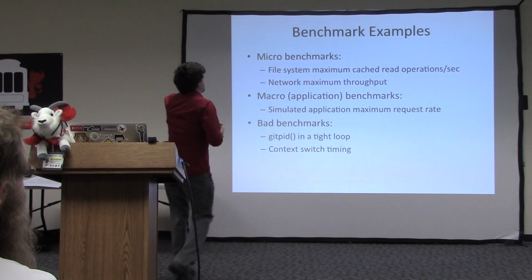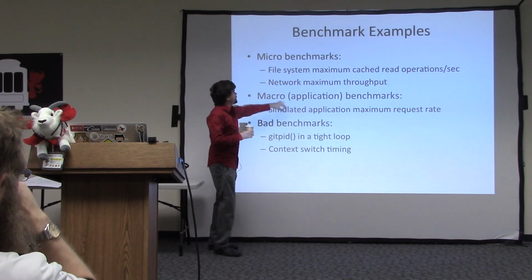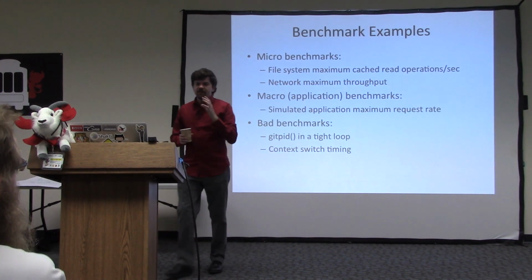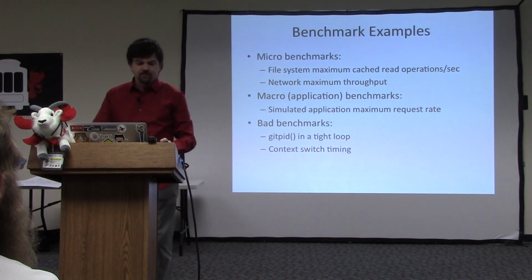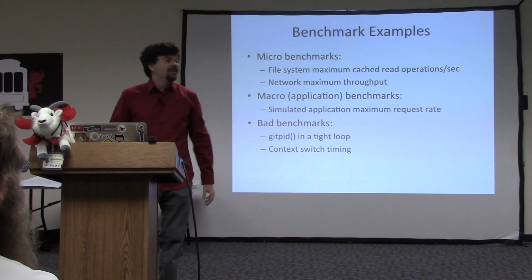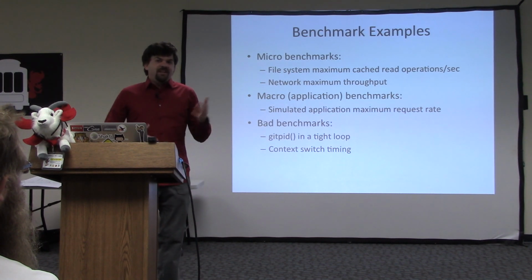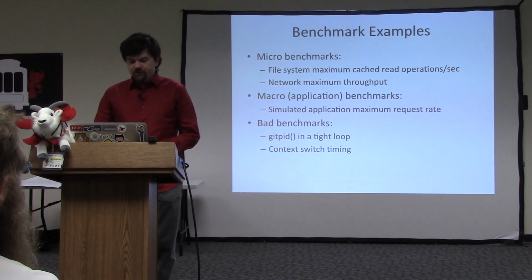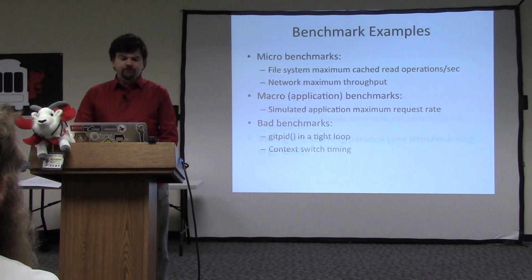Micro benchmarks, so just if you're new to the terms, micro benchmarks are where we're testing, say, file system maximum cache read operations per second. Macro application benchmarks are where we're simulating an application. They're both tricky, error prone. They're both useful when you do them correctly, but you have to be very careful.